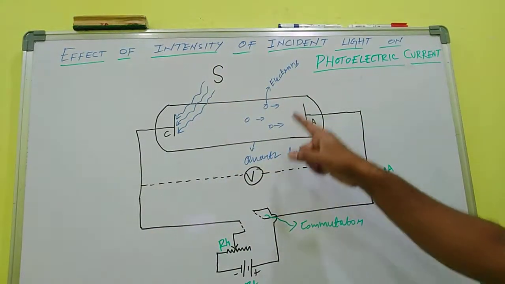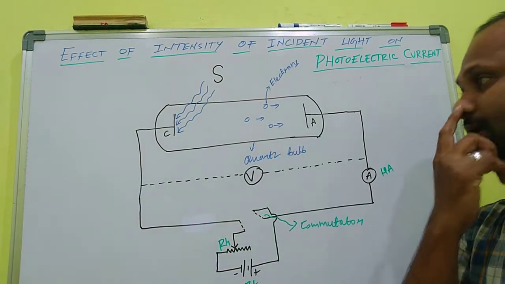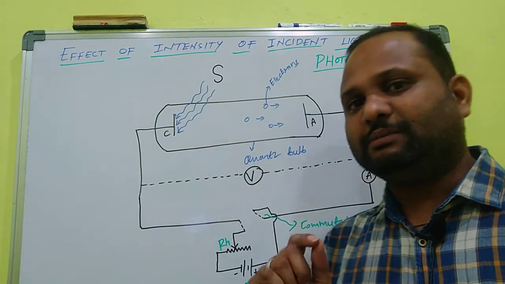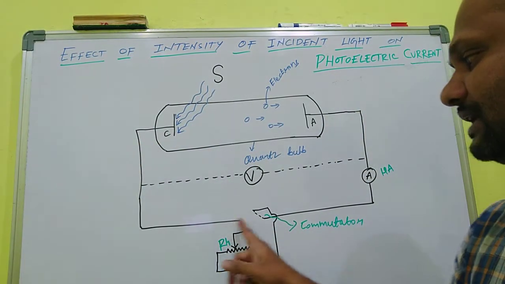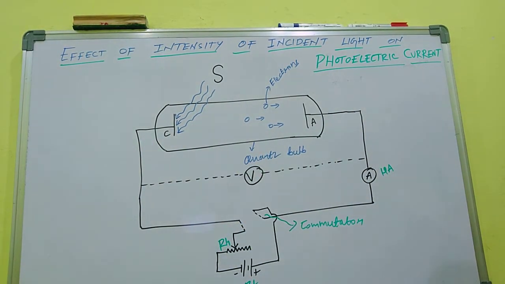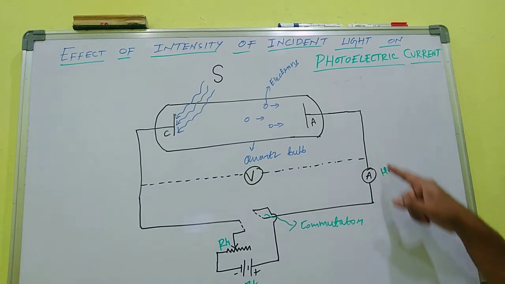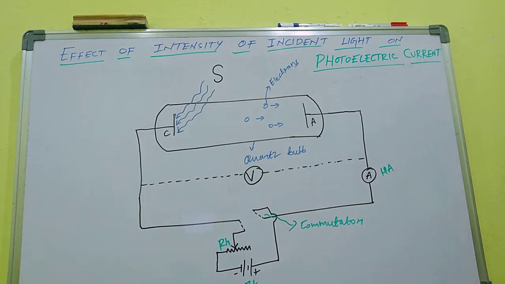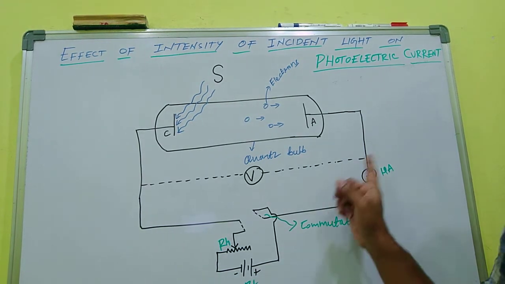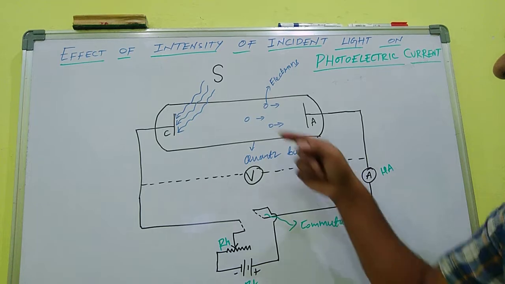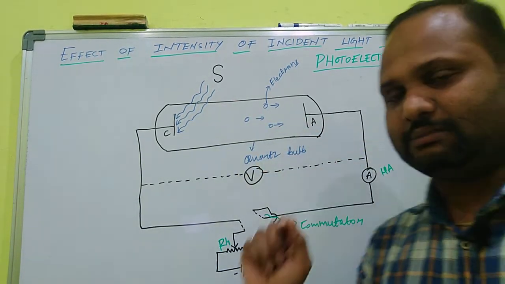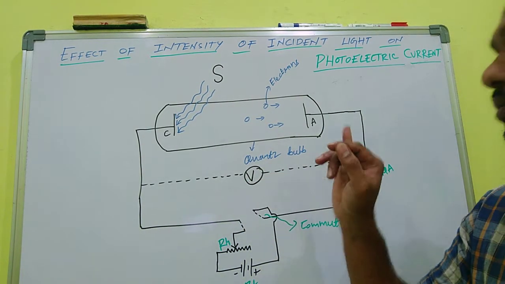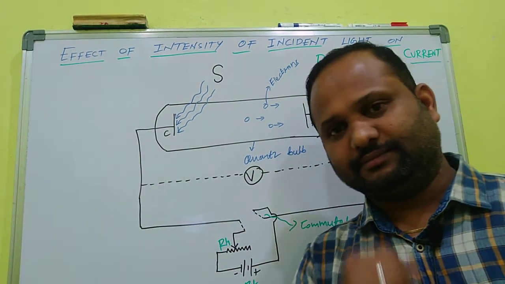This is the experimental setup as shown in the figure, which consists of a quartz evacuated bulb. This bulb consists of two plates. One plate is connected to the negative terminal of the battery, which is called the cathode, and the other plate is connected to the positive terminal of the battery, which is known as the anode. A voltmeter is connected in parallel across the two plates, because we use the voltmeter to measure voltage.